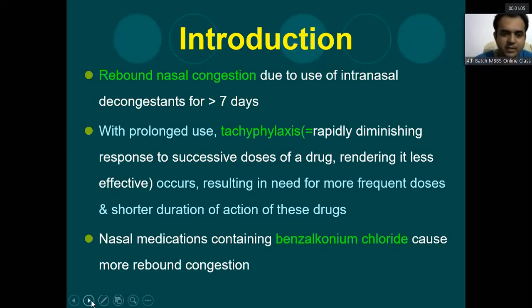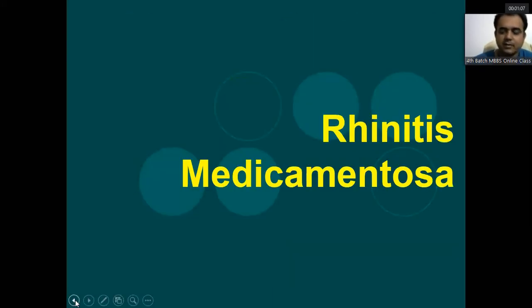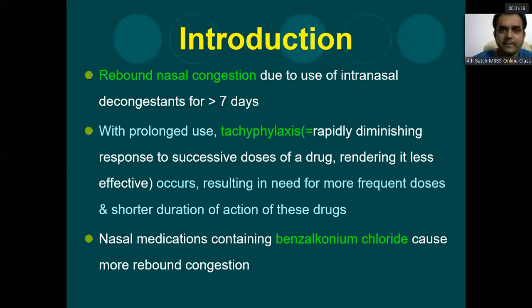And this rhinitis medicamentosa is a favorite question for OSCE examination. Okay, so now we're going to study about this. So rebound nasal congestion due to intranasal decongestant for more than 7 days. So with prolonged use, there is tachyphylaxis. Tachyphylaxis means a rapidly diminishing response to successive doses of drugs, rendering it less effective.